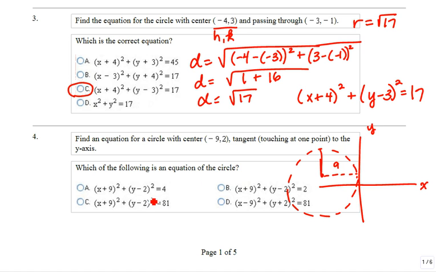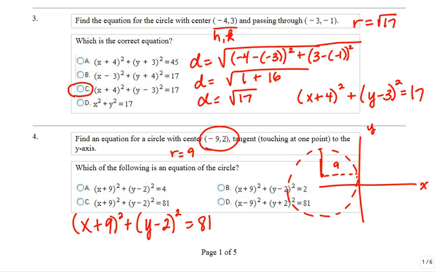But the key thing about that is we know the center and we know now the radius because of how it's related to the y-axis. So the center is negative 9, 2. The radius is 9. So our equation would be x minus a negative 9, or (x + 9)², plus (y - 2)² is equal to 9², which is 81. And that would be part C.